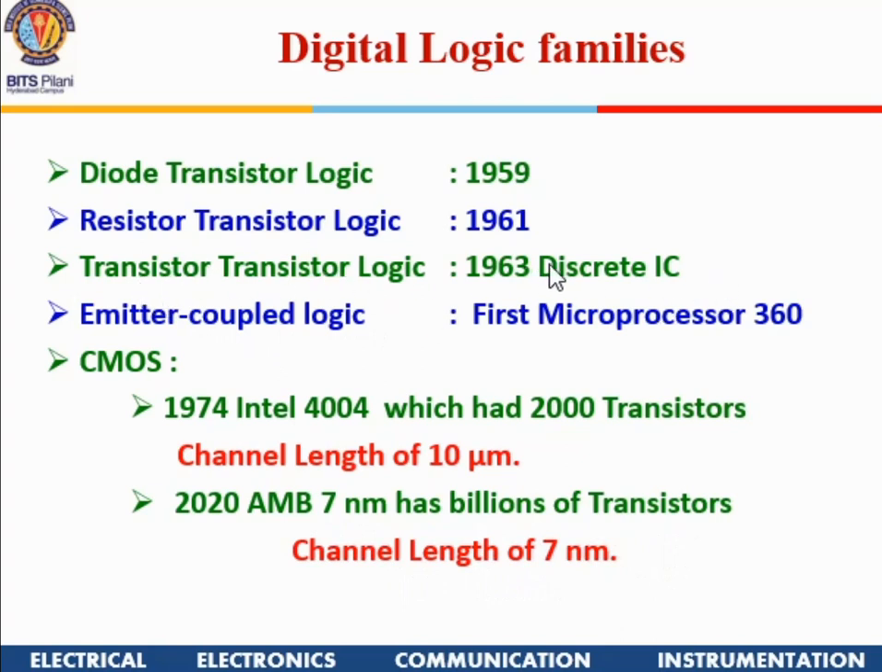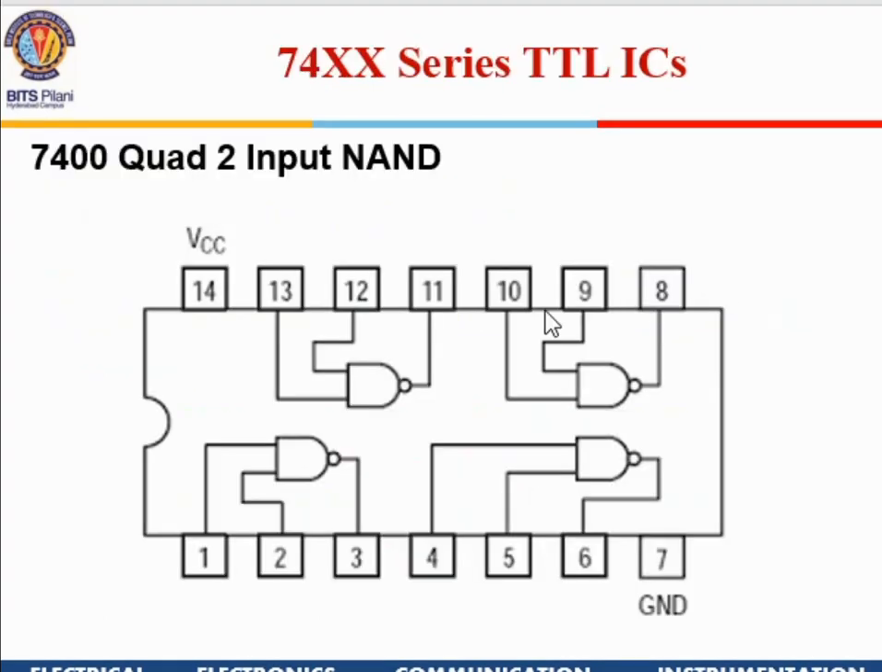But we are essentially going to work on transistor logic ICs. This is the first IC which I am going to discuss with you. This is known as a NAND gate IC, which is the 7400. It is a quad 2-input NAND gate. Quad means there are 4 gates.